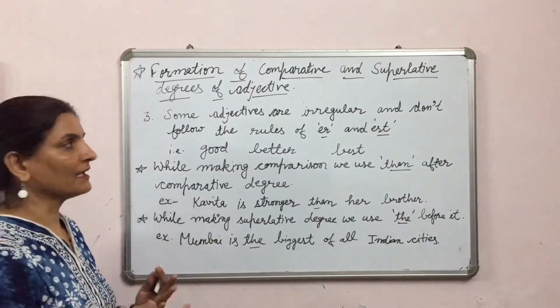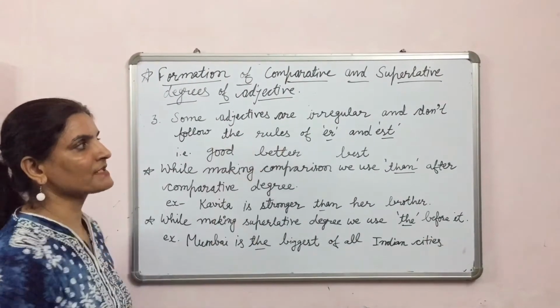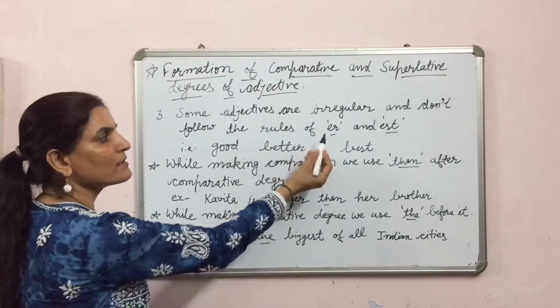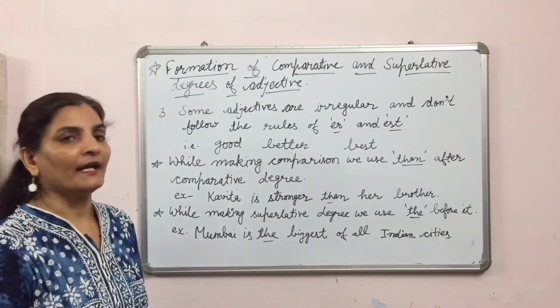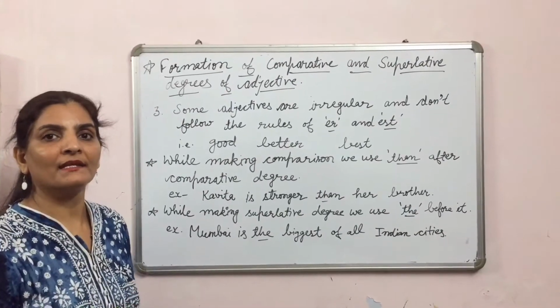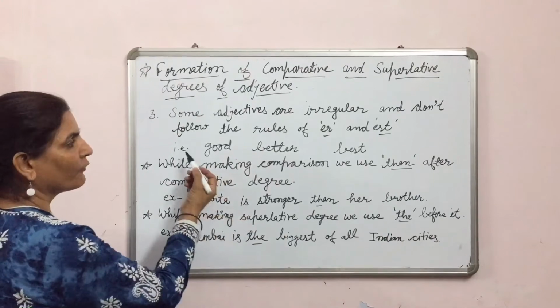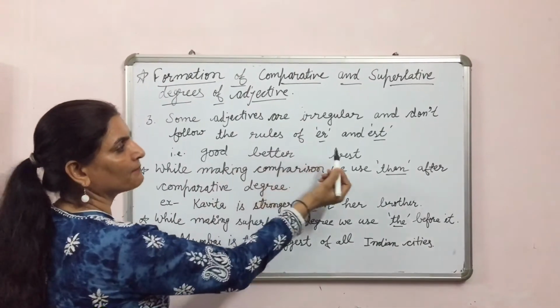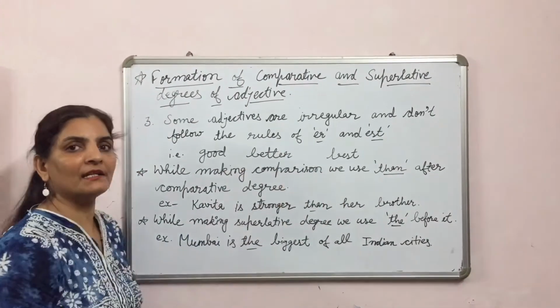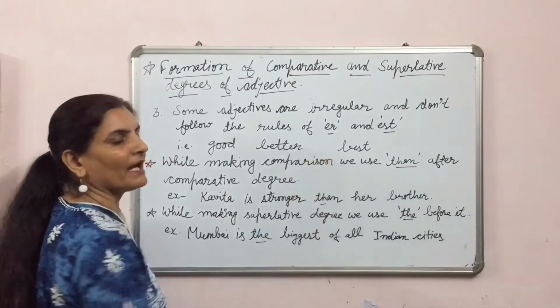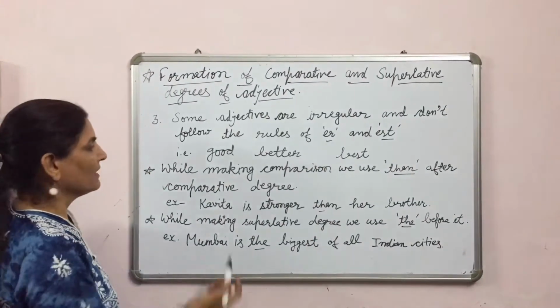Let us see the third point. Some adjectives are irregular and don't follow the rules of er and est while making comparative and superlative degrees. For example, good, better, best. Here completely different words are used in comparative and superlative degrees.